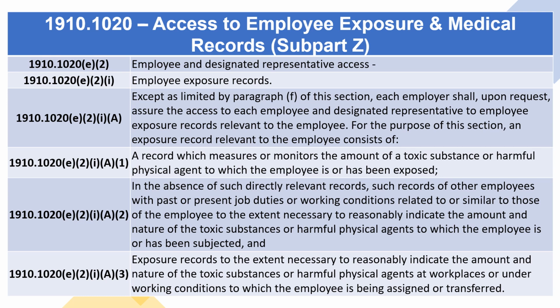In the absence of such directly relevant records, such records of other employees with past or present job duties or working conditions related to or similar to those of the employee, to the extent necessary to reasonably indicate the amount and nature of the toxic substances or harmful physical agents to which the employee is or has been subjected, and exposure records to the extent necessary to reasonably indicate the amount and nature of the toxic substances or harmful physical agents at workplaces or under working conditions to which the employee is being assigned or transferred.